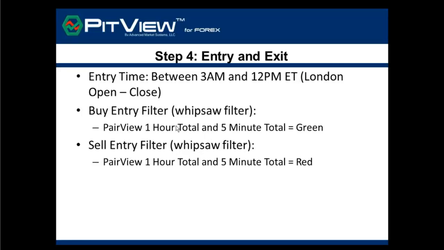So before we go into the buy entries, let me just rehash that real quick. On PairView, we would look at the 1 hour and 5 minute totals. It's the first way I started using the PitView indicator. The 1 hour and 5 minute totals would have to be green. I'm not looking for a certain number as far as the imbalances. If they're just barely green, I'm fine with that. For sells, the 1 hour and 5 minute totals would have to be red. I just want to know that I'm on the same side as the buy and sell imbalances.